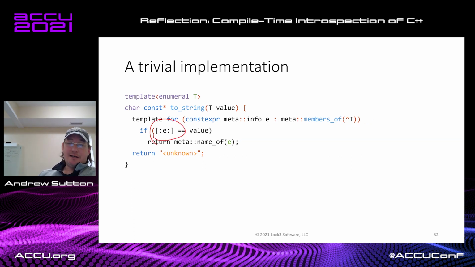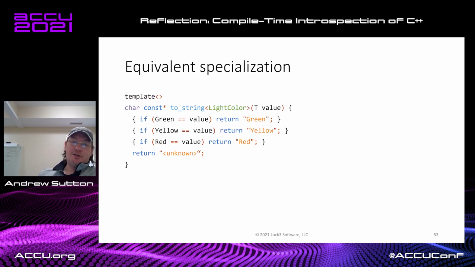And then in the body of this expansion statement, we're just going to compare each reflection of E to its value. Sorry, we're going to splice the value of the enumerator into the comparison. So we're generating code that would look like if green equals value, if yellow equals value, if red equals value. And then if that turns out to be true, we'll just return the synthesized name of the enumerator. So the code that we end up generating actually looks like this.